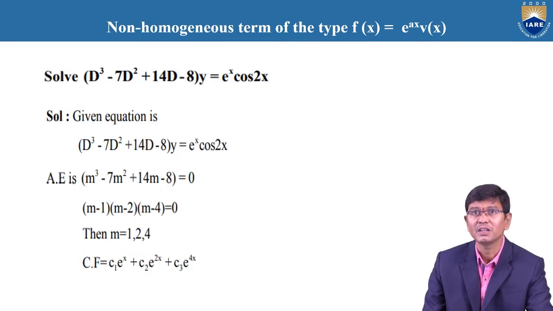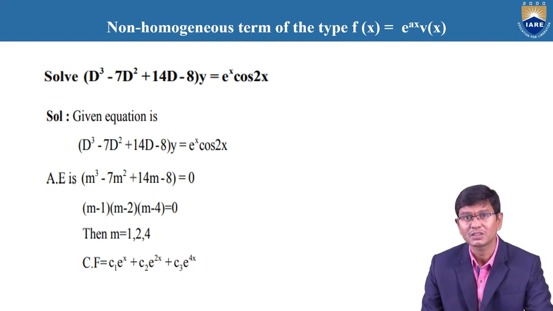Now solve this: D cube minus 7D square plus 14D minus 8 into y is equal to e power x into cos x.